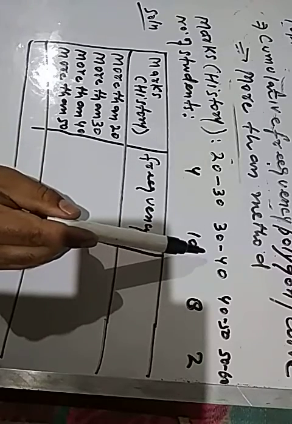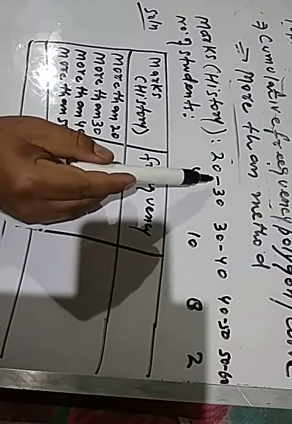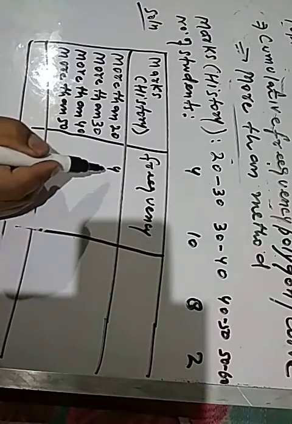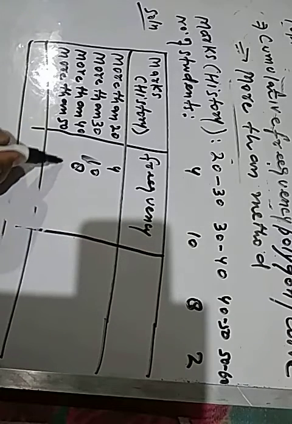That is the number of students falling in different marks groups. In this marks group, in this class interval, there are 4 students. Here there are 10 students, and in this marks group there are 8 students. In the last class, showing marks between 50 to 60, there are only 2 students. Therefore, frequency is 4, 10, 8, and 2. And the sum total of these frequencies is equal to 24.